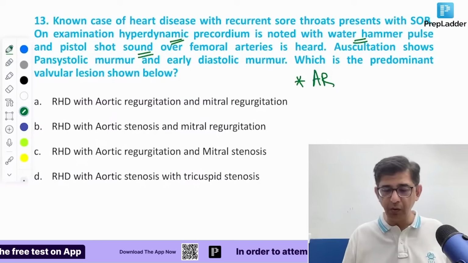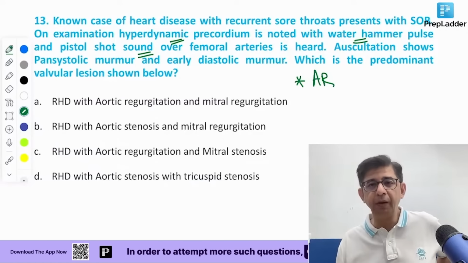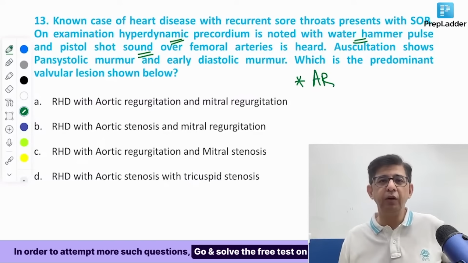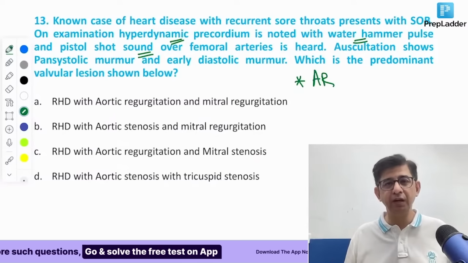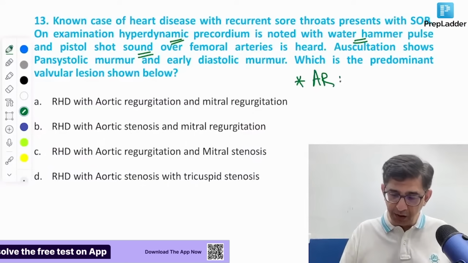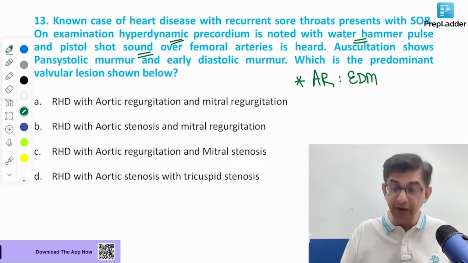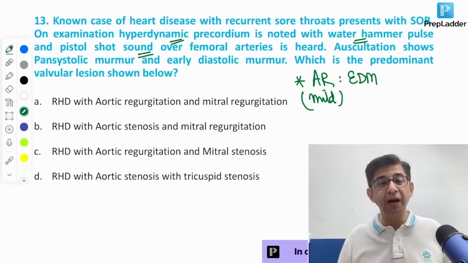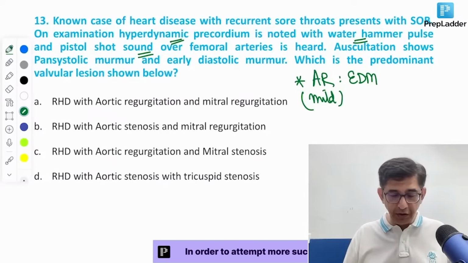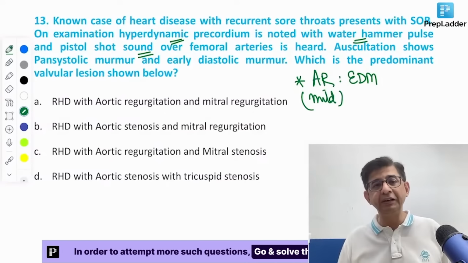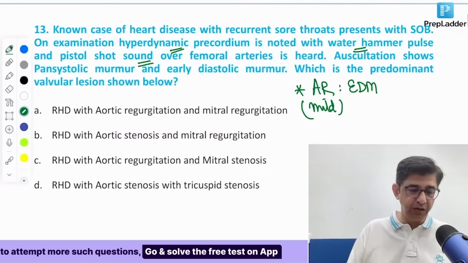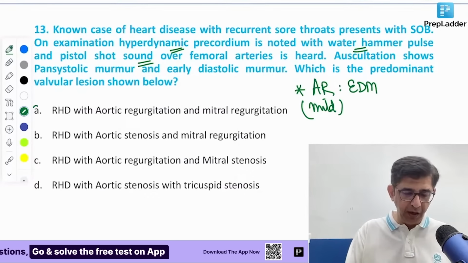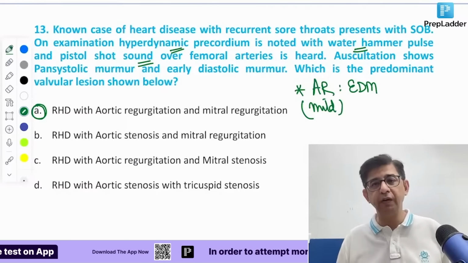Collapsing pulse is also called water hammer pulse, and we have pistol shot sounds. And auscultation shows a pan-systolic and early diastolic murmur. For aortic regurgitation, as we've discussed now, there can be an early diastolic murmur if aortic regurgitation is mild. If it is severe, we go for a mid-diastolic murmur, and there's the pan-systolic murmur also. The reason for the pan-systolic murmur is mitral regurgitation. The correct answer to this question is option number A. This is again a PYQ, very classical.